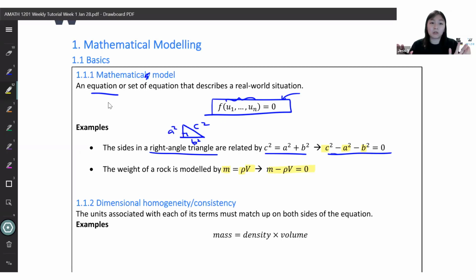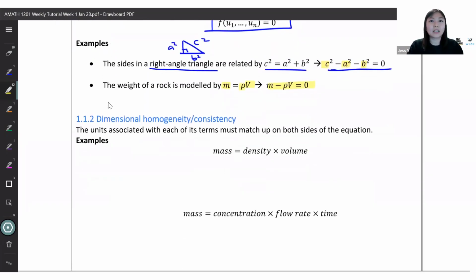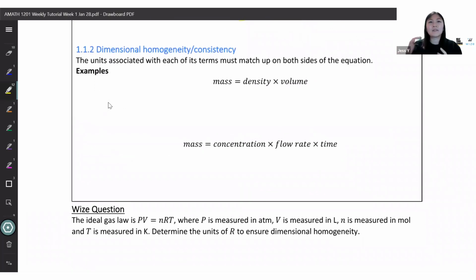That's a mathematical model. That's it. Now, for mathematical models, sometimes they're not going to give you these equations, right? If they're nice, they'll give it to you. But sometimes we have to come up with these equations. And how we do that is we first want to check and make sure that the equation makes sense. And one of the easiest ways to check if something makes sense is to use something called dimensional consistency.